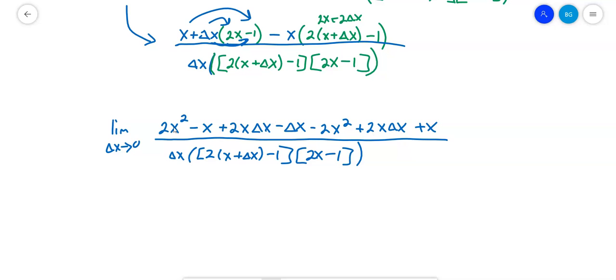And as we've seen before, we're going to have some cancellations, so I'll do those in red. That cancels with that, it looks like. Minus x cancels positive x. And then I think we're pretty much done with our cancellations. But what you should notice is the same thing as what we've had in the past. Everything that did not cancel has a delta x in it, so I can factor that out. I have a common factor now.